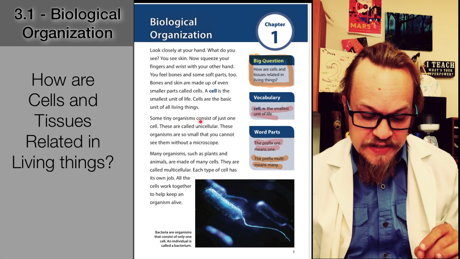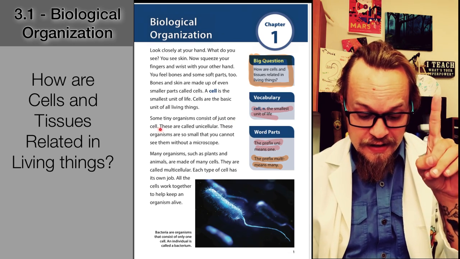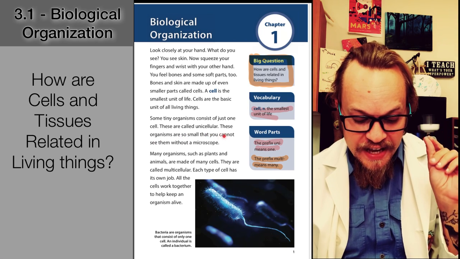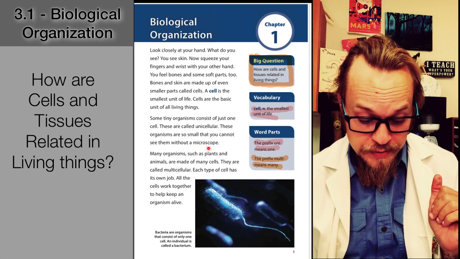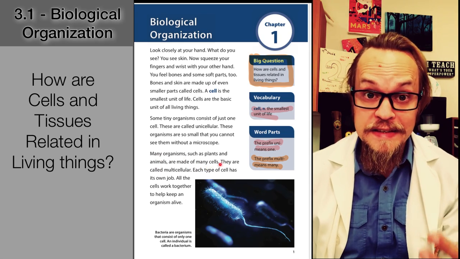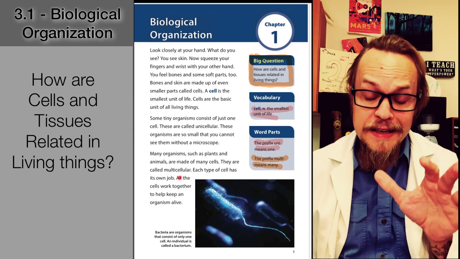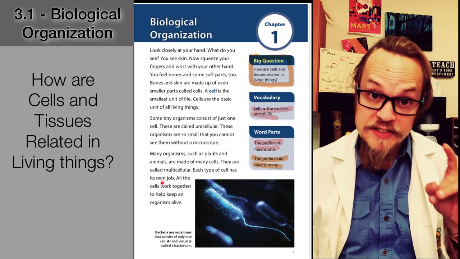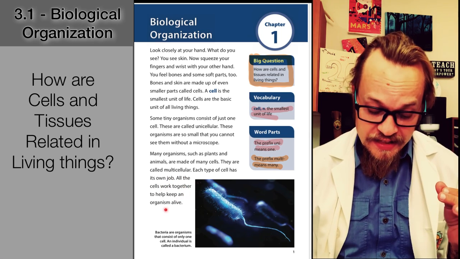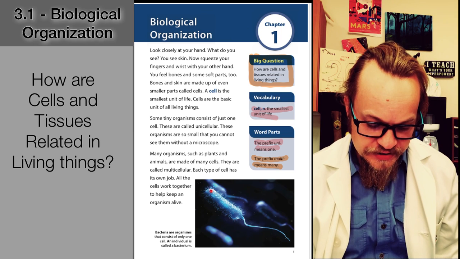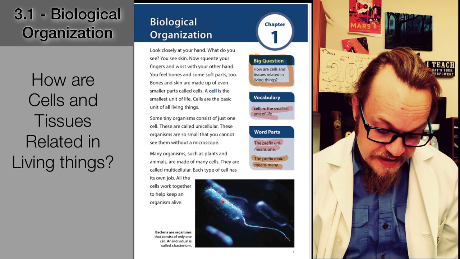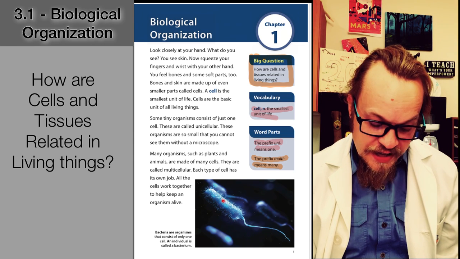Some tiny organisms consist of just one cell. These are called unicellular. Those organisms are so small that you cannot see them without a microscope. But many organisms, such as plants and animals, are made up of many cells. They are called multicellular. Each type of cell has its own job. All the cells work together to help keep an organism alive. Okay, here's a picture of a close-up bacteria that consists of only one cell. An individual is called a bacterium.